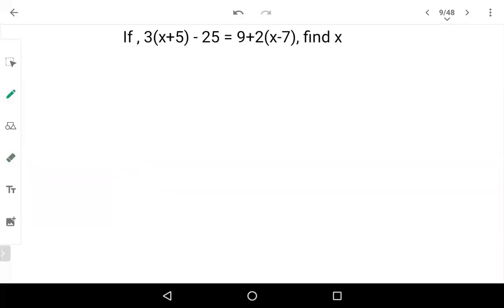So the next problem is, if 3 into x plus 5 minus 25 is equal to 9 plus 2 into x minus 7. This is the equation. Then we are supposed to find x. Now will you give it a try? Will you try this problem? Try solving it.